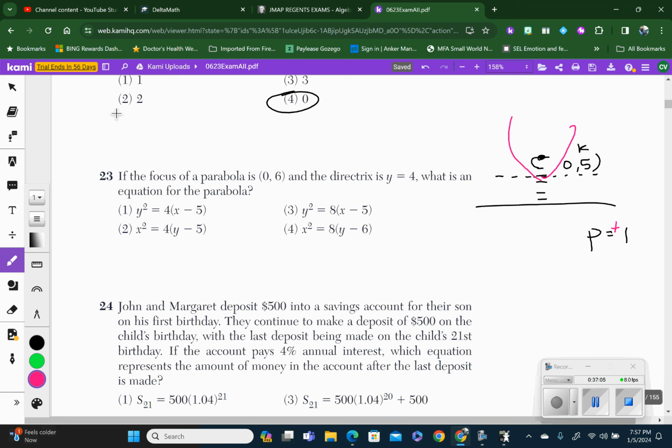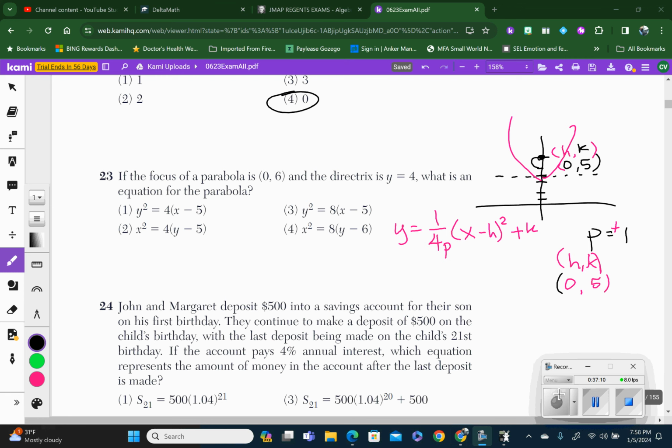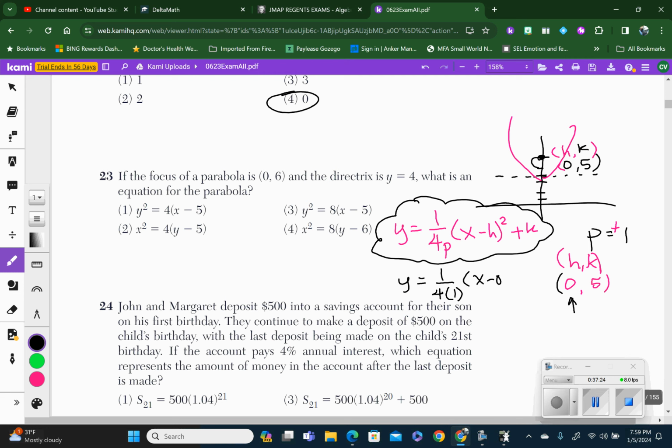So what is my formula, right? So my formula is right here. This needs to be memorized, so it should go in your cheat sheet. So I have y equals 1/4p. P in this case is 1. So I do x minus my h, which is 0, squared plus k, which is 5. And then I simplify this. So I get y equals 1/4. X minus 0, anything minus 0 is just itself. So that's going to be x squared plus 5.